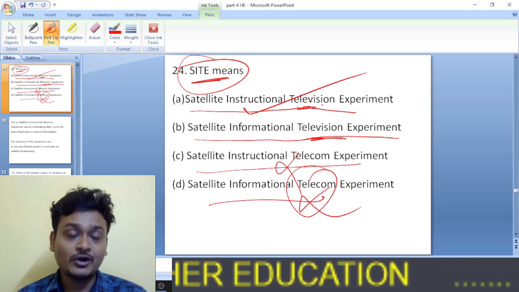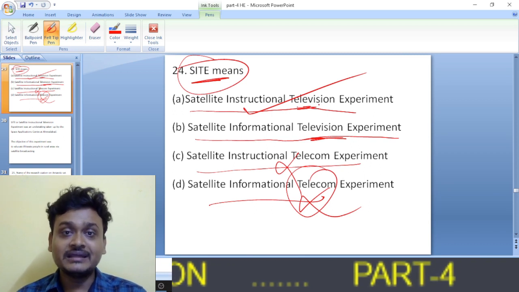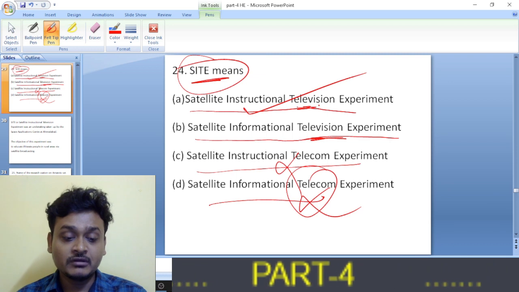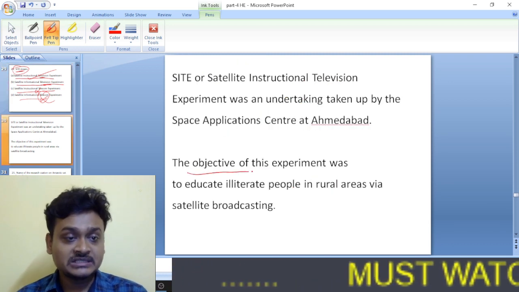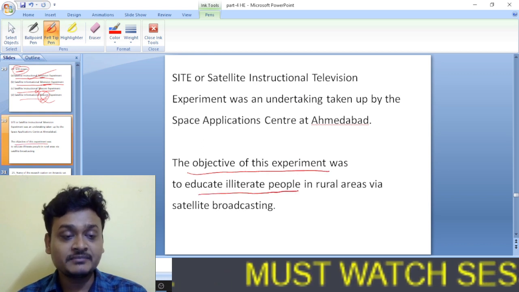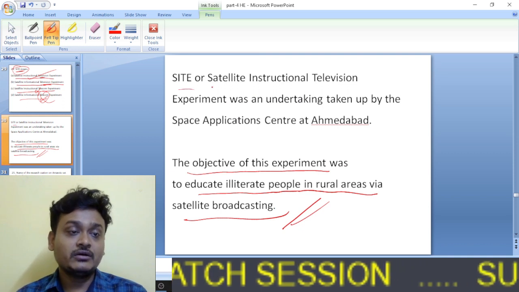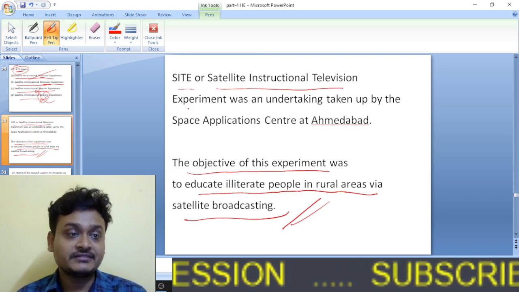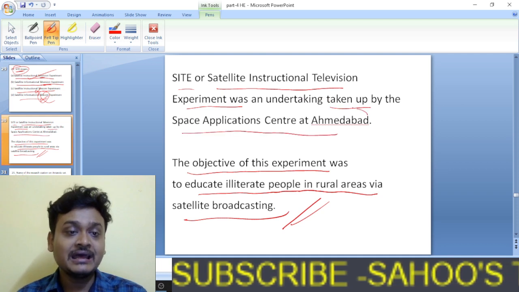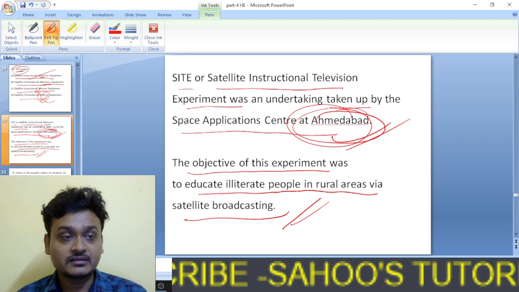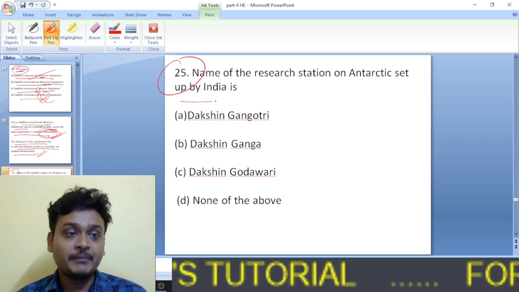It was launched in Gujarat. It is to educate the illiterate people of the village by the broadcast. So here the objective of this experiment was to educate the illiterate people in rural areas via satellite broadcasting. SITE stands for Satellite Instructional Television Experiment, an undertaking taken up by the Space Application Center at Ahmedabad in Gujarat.